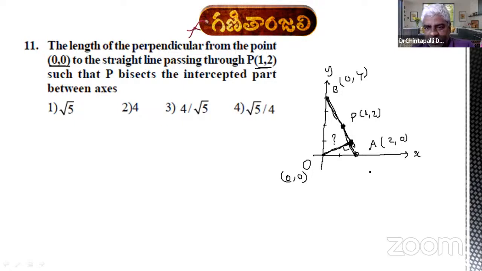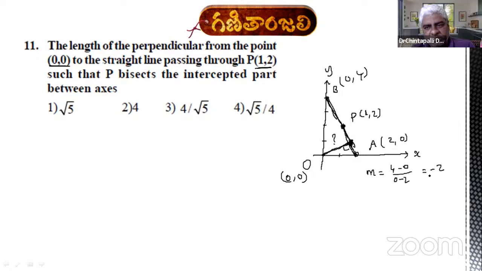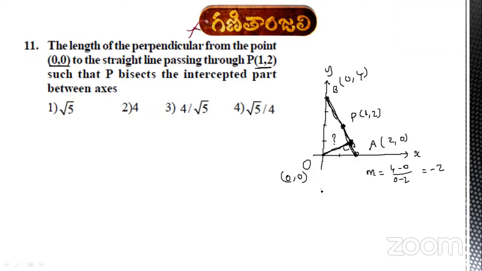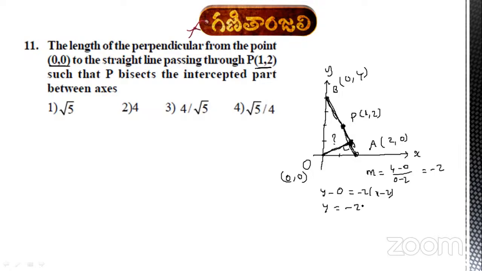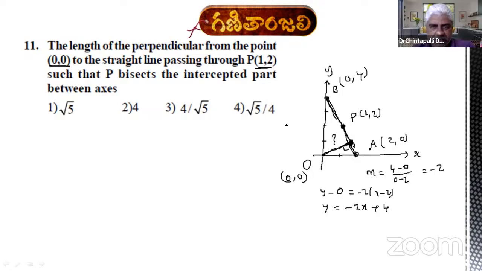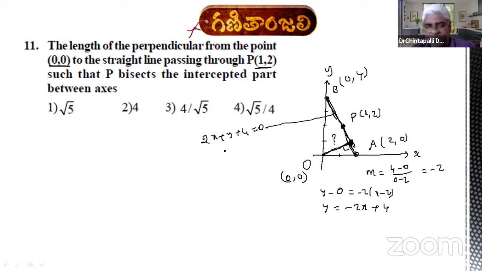First of all, find the slope. Slope m is equal to 0 minus 4 by 2 minus 0, which is equal to negative 2, right? Now the equation, we can take any point: y minus 0 is equal to negative 2 into x minus 2. So y is equal to minus 2x plus 4. That means the equation of this line is 2x plus y minus 4 is equal to 0. Now find the distance from 0, 0 to 2x plus y minus 4 is equal to 0.